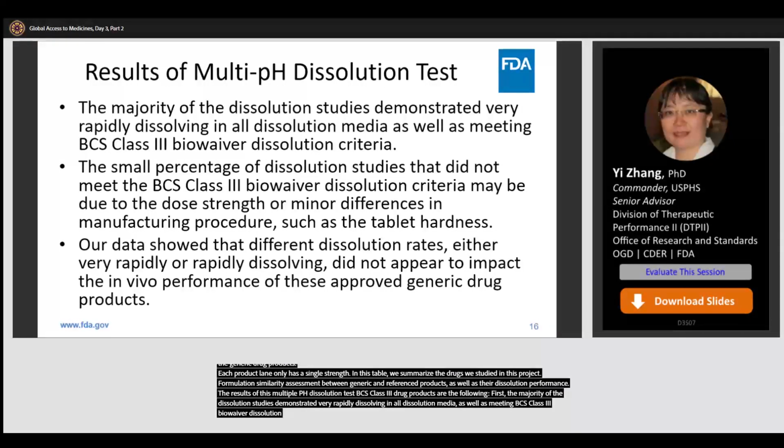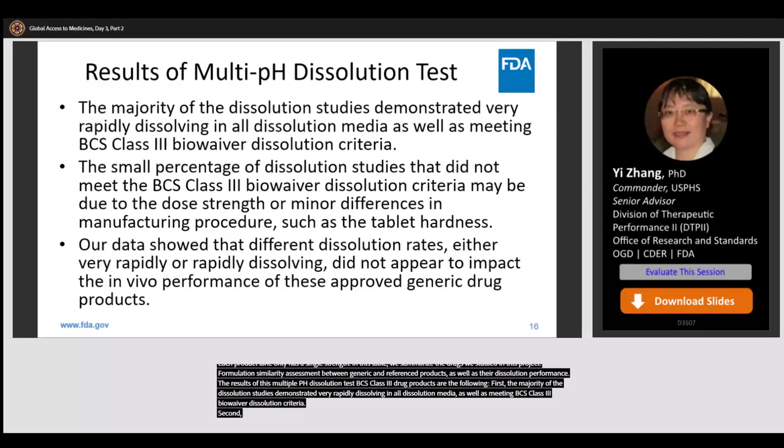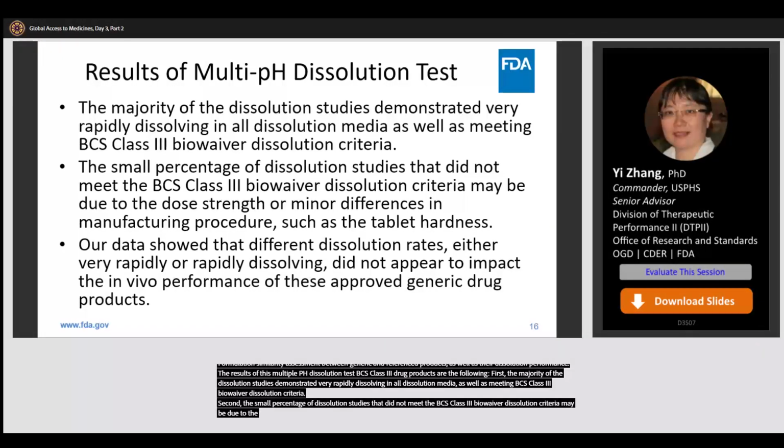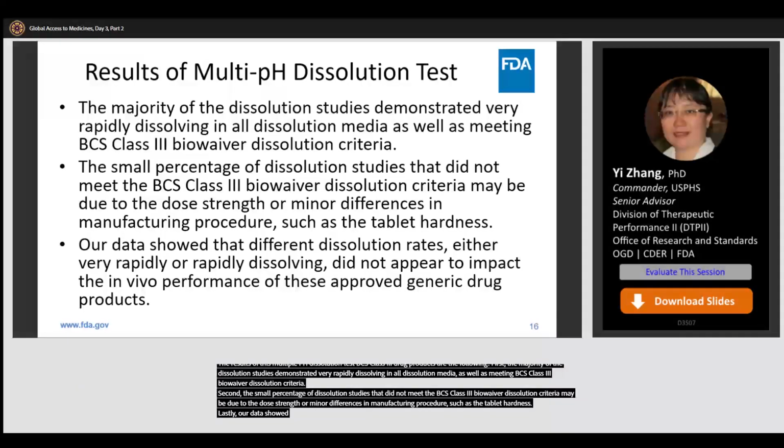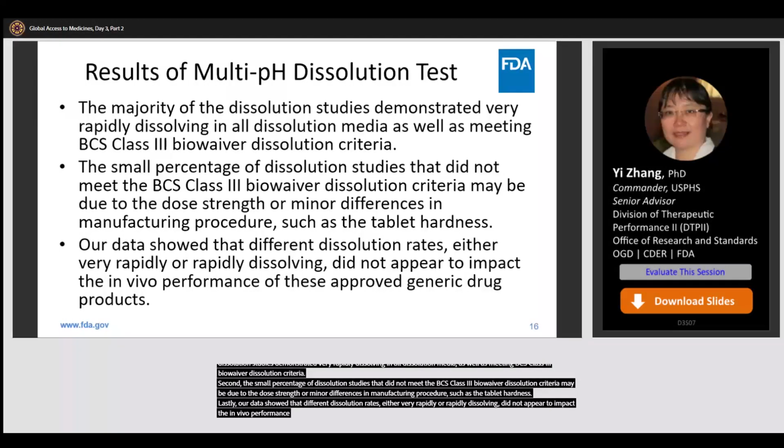Second, the small percentage of dissolution studies that did not meet the BCS Class 3 biowaiver dissolution criteria may be due to the dose strength or minor differences in manufacturing procedure, such as the tablet hardness. Lastly, our data show that different dissolution rates, either very rapidly or rapidly dissolving, did not appear to impact the in vivo performance of the approved generic drug products.